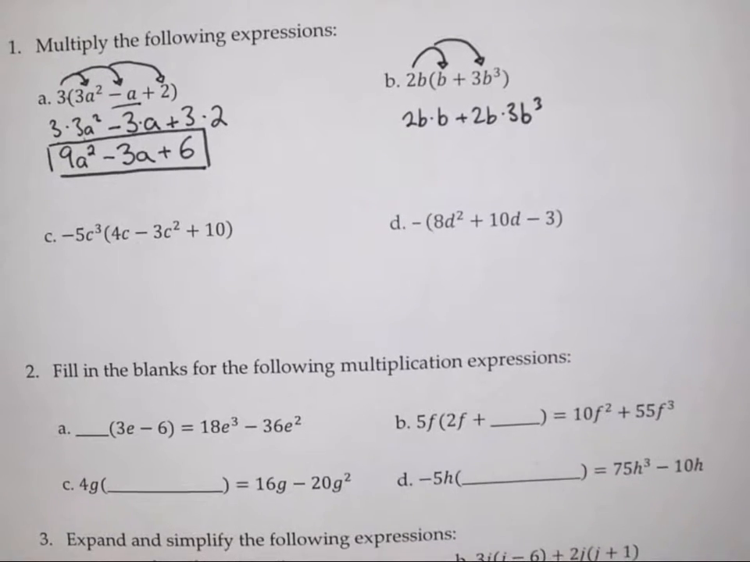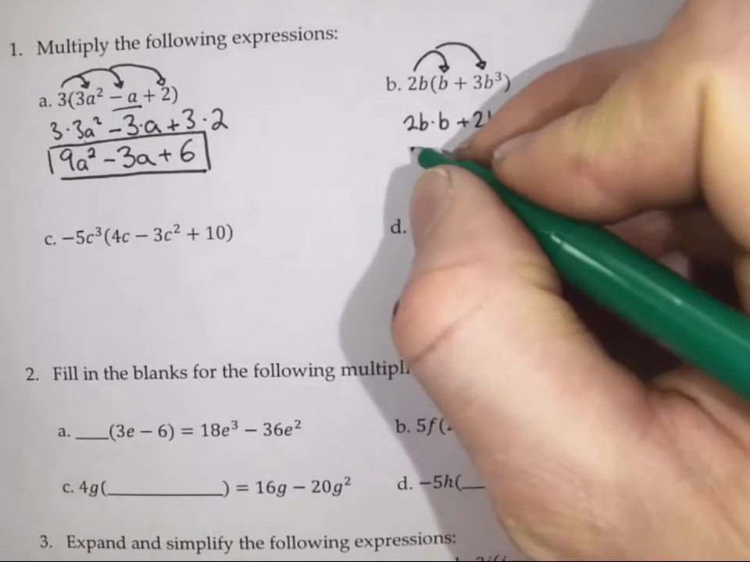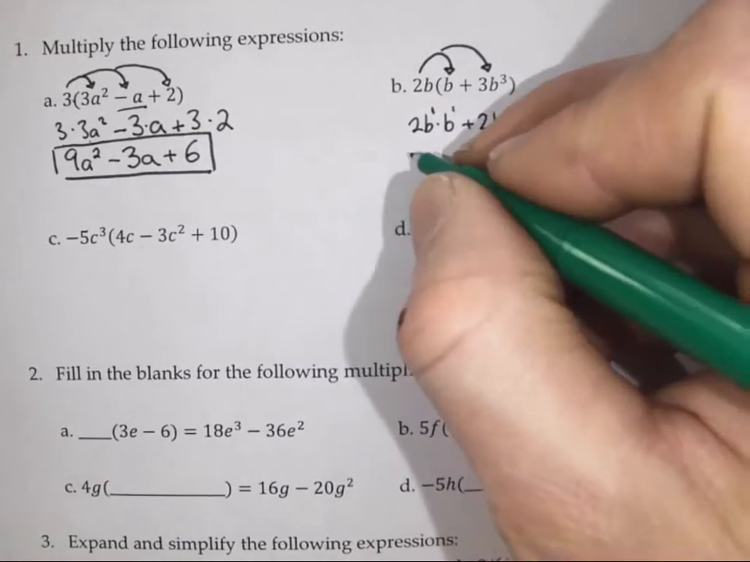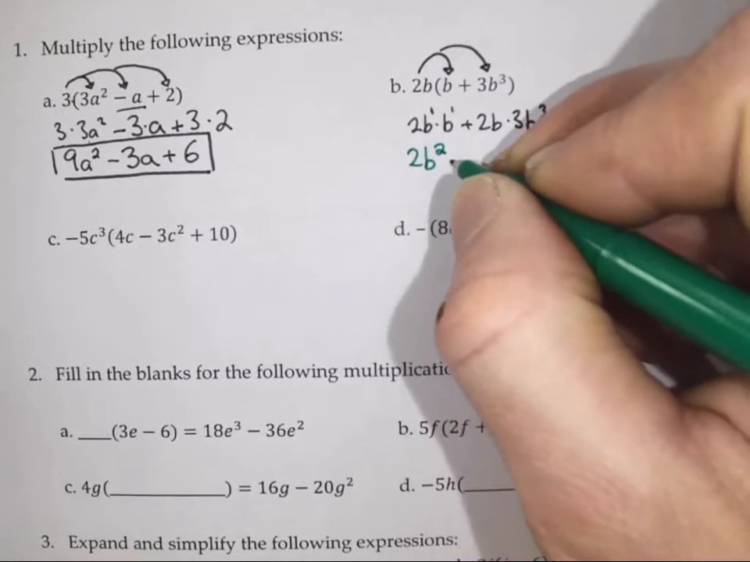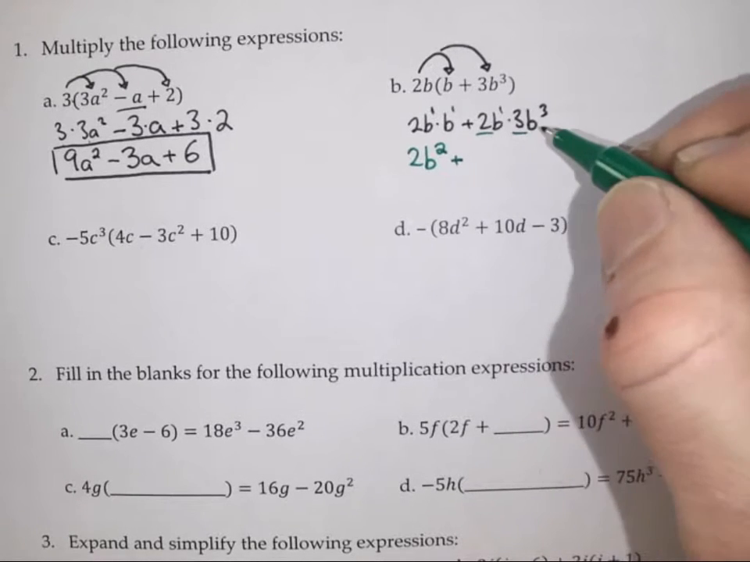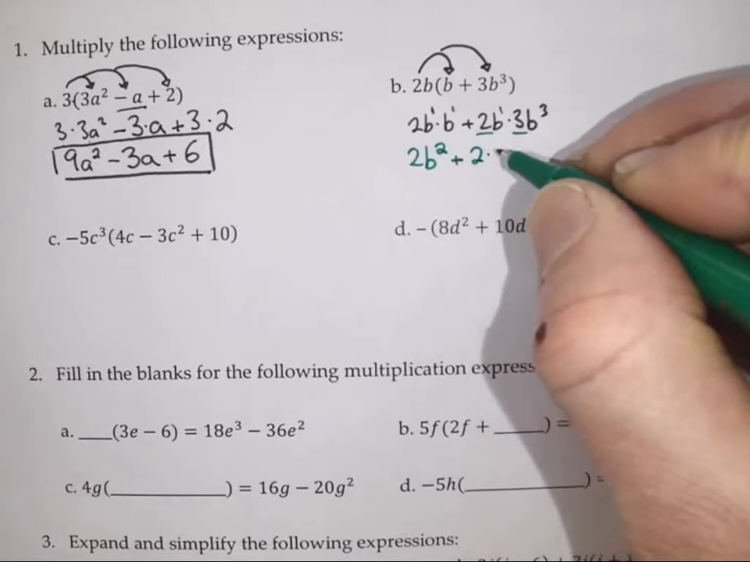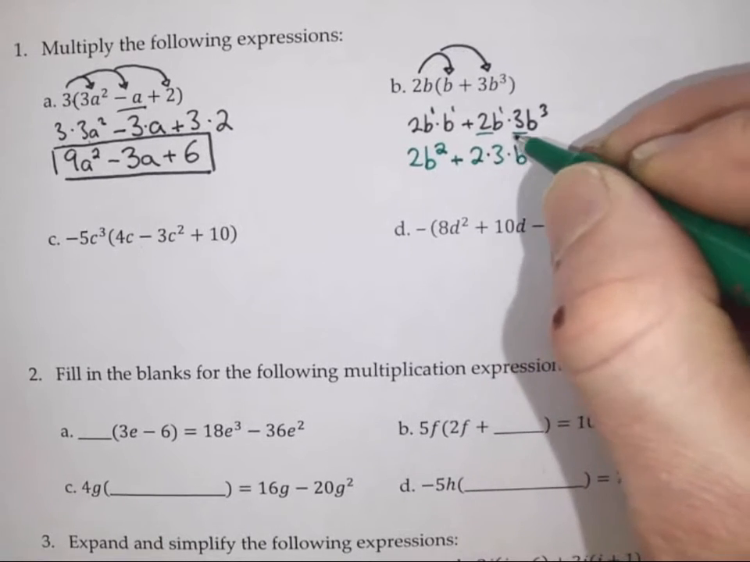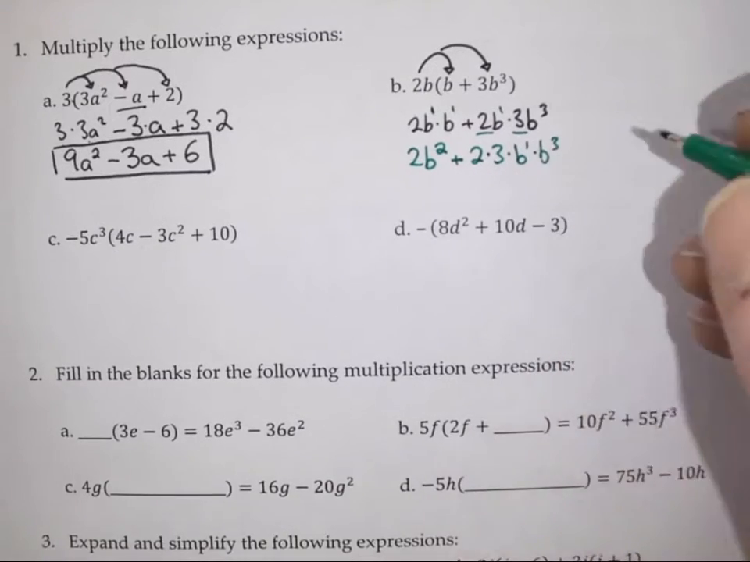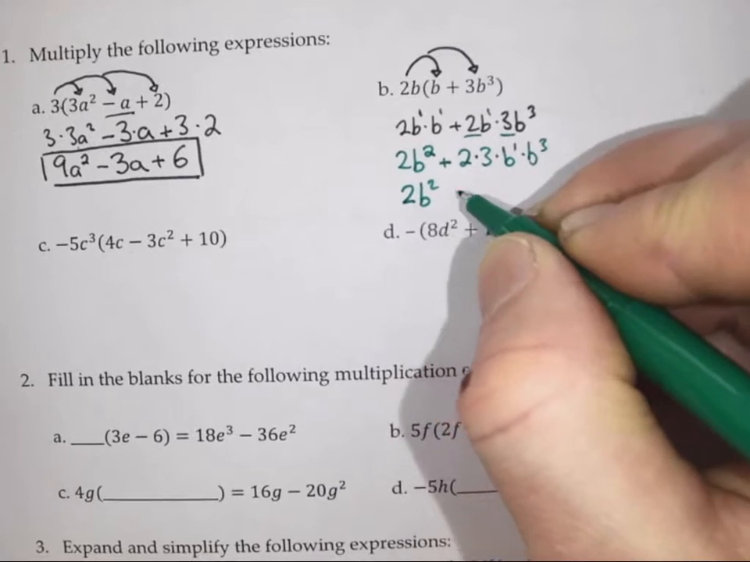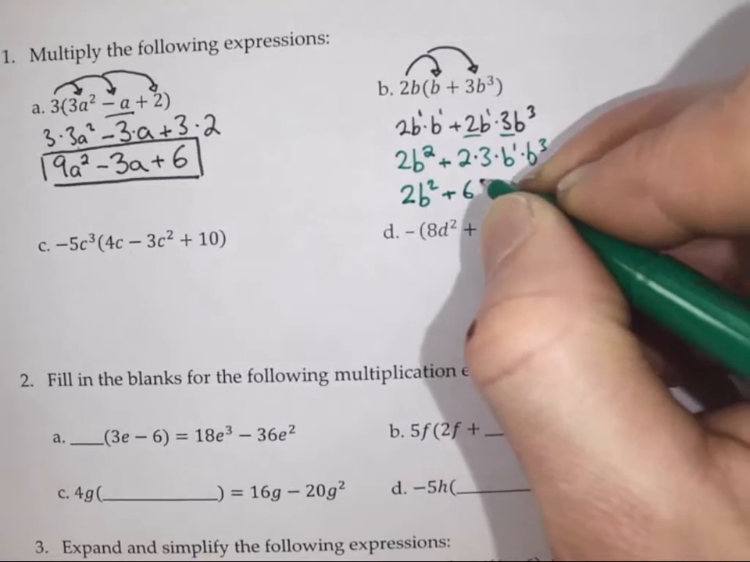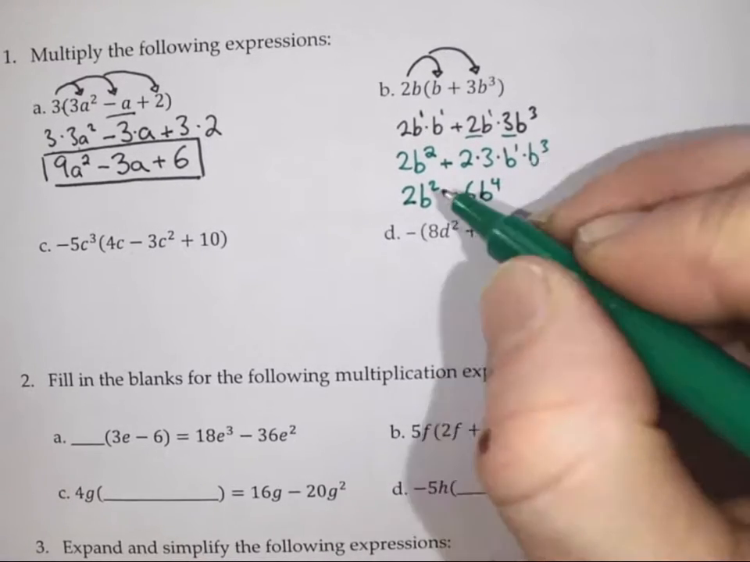Now, 2b times b: these each have an exponent of 1, so when we multiply those together we add their exponents and get 2b squared. Now we also know that these coefficients talk together, as will these variables. So I might rewrite that as 2 times 3 times b to the power of 1 times b cubed. Overall, that gives us 2b squared plus 6, and b to the power of 1 times b to the power of 3 is b to the power of 4. We add those exponents together.